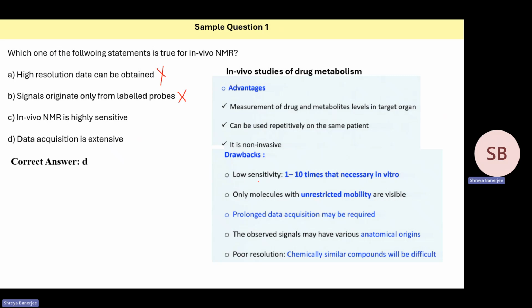And we have already seen sensitivity is low, so resolution is poor. So "in vivo NMR is highly sensitive" is wrong, because sensitivity is low. So what is correct is that data acquisition is extensive. That is correct, because we have already said that we can use the in vivo NMR repetitively on the same patient for a long time in order to have extensive data acquisition. So the correct answer is option D.